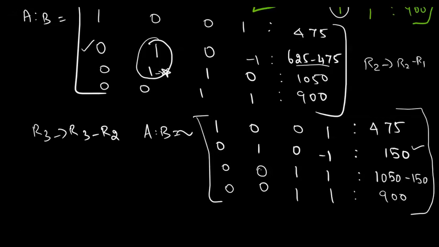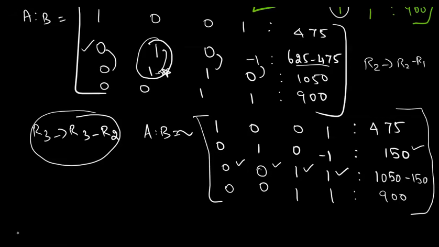R2 is the same. We are changing only R3. R3 goes to R3 minus R2. So 0 minus 0 is 0, 1 minus 1 is 0, 1 minus 0 is 1. 0 minus of minus 1 will become 0 plus 1, that is 1. And 1050 minus the previous value 150 will become 900, this value.